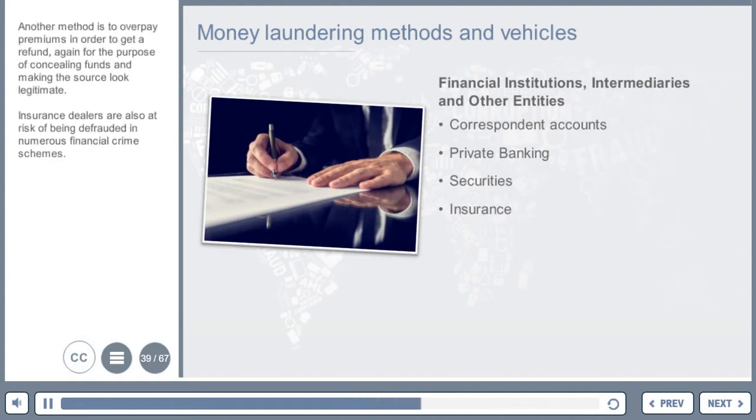Another method is to overpay premiums in order to get a refund, again for the purpose of concealing funds and making the source look legitimate. Insurance dealers are also at risk of being defrauded in numerous financial crime schemes.